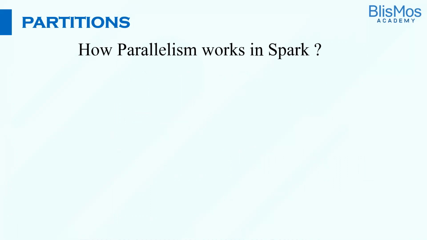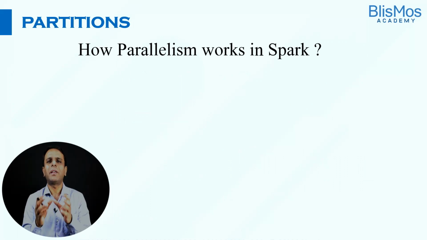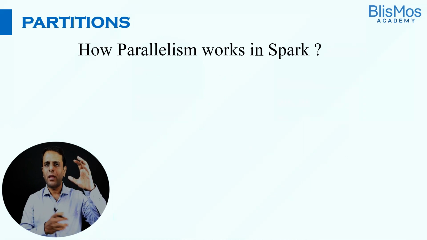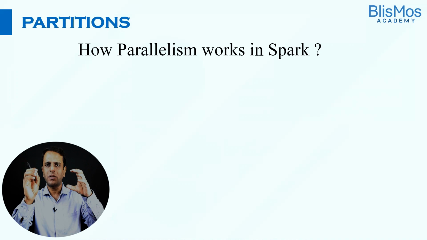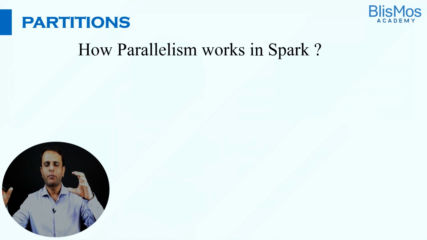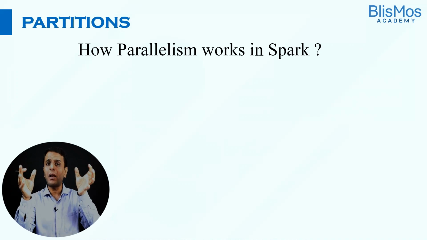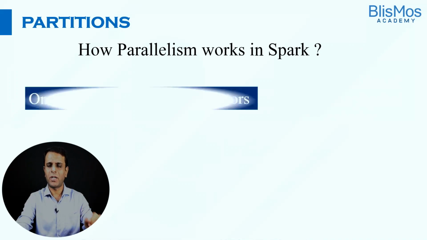Now that we are talking about parallelism, we understood that partitions enable parallelism in Spark. We take the huge amount of data and split it into partitions. Those partitions are distributed across different systems. That lets us do parallel data processing. Now, how does parallelism work in Spark? Let us try to understand that.